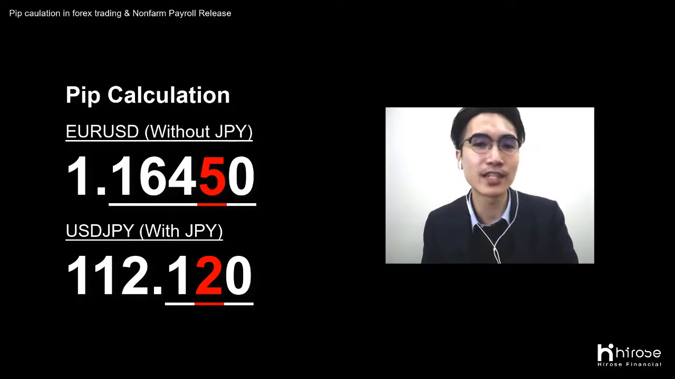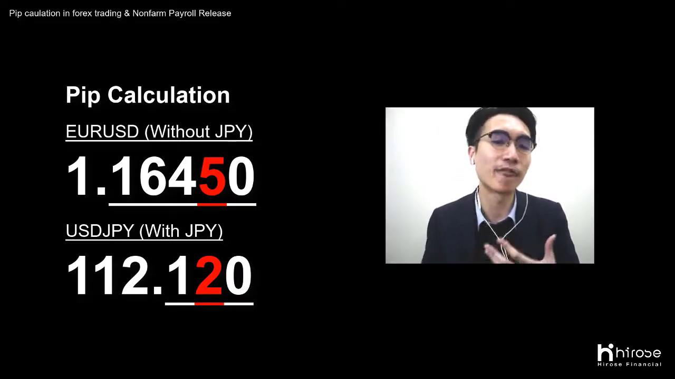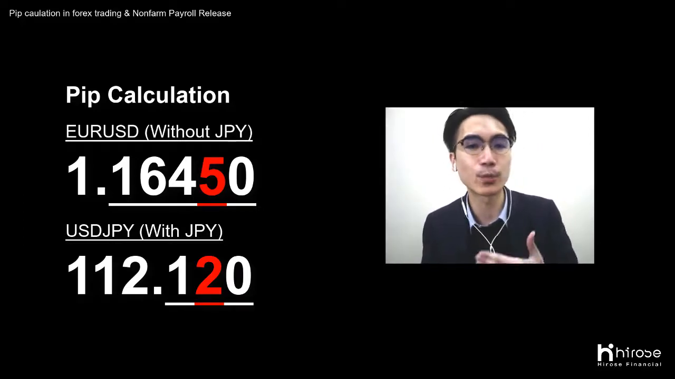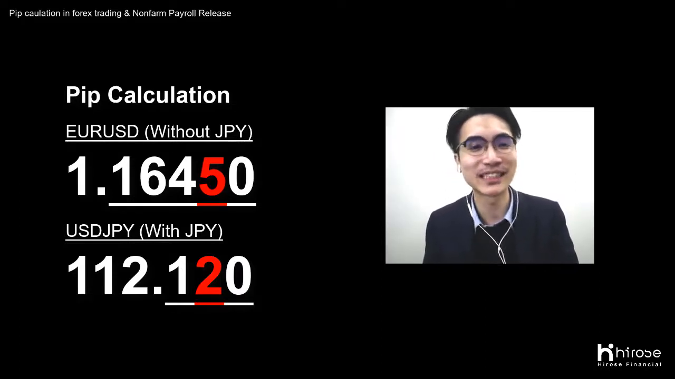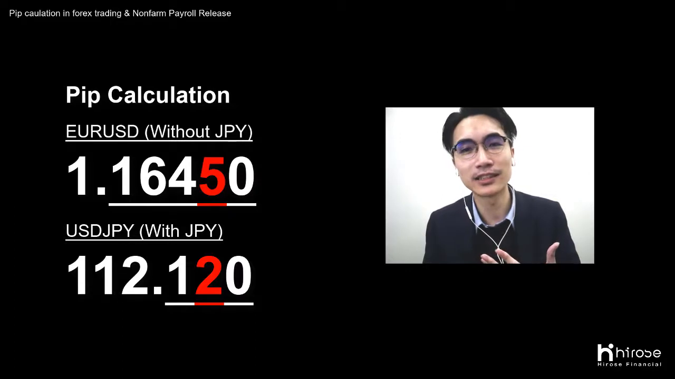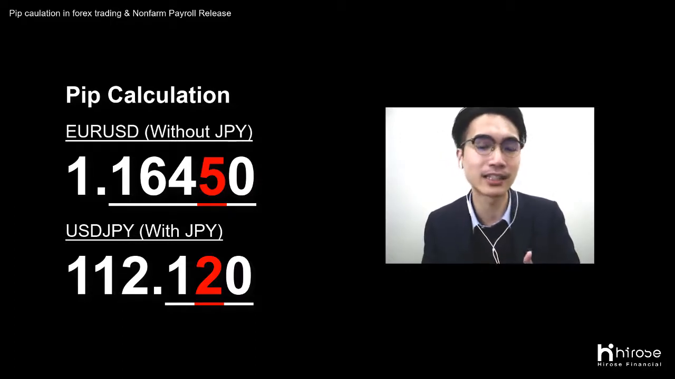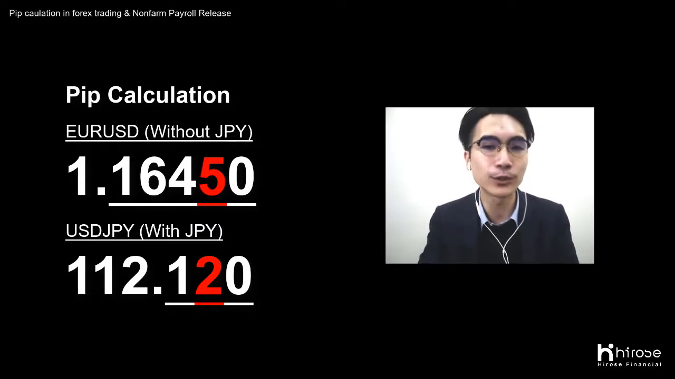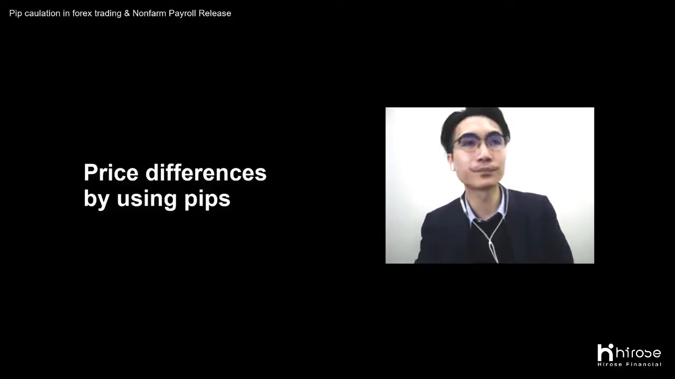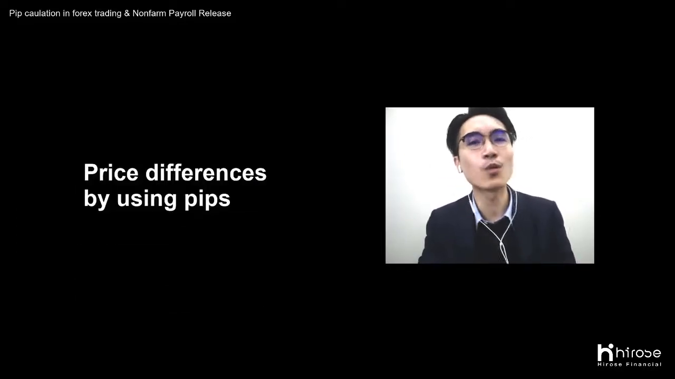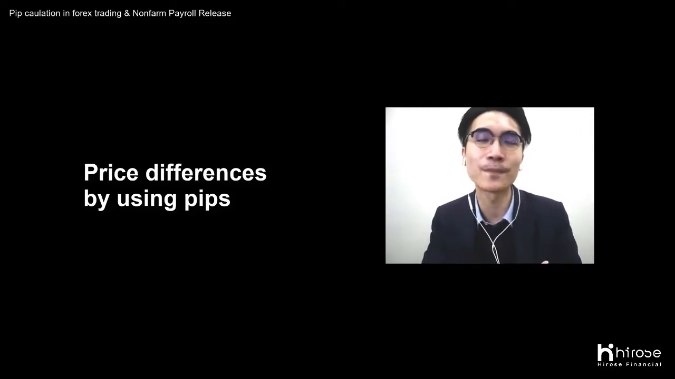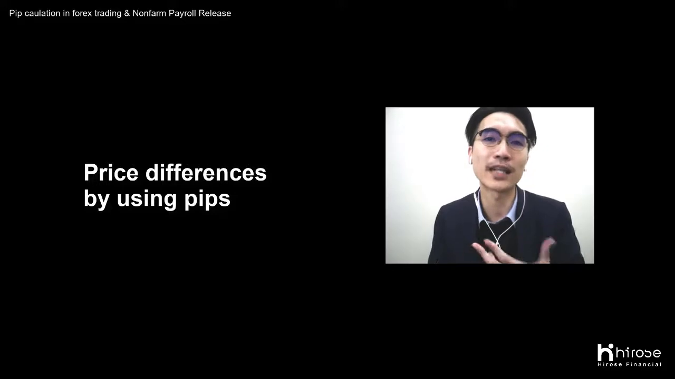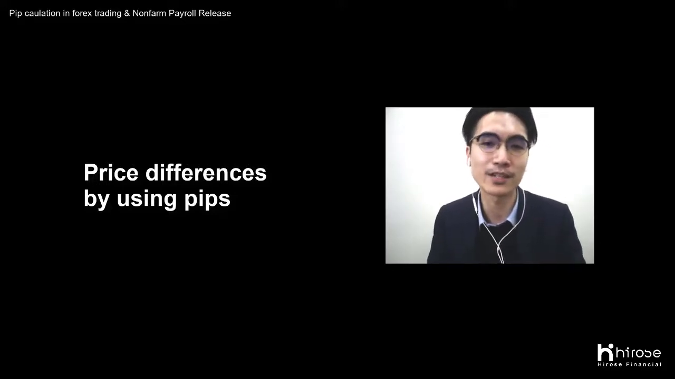So the 5 here is 1 pip. And then for the ones with Japanese yen, for example US dollar and Japanese yen here, the first pip is calculated from the second last digit as well, which is the number 2 here. So well, now we know what a pip is. Next we'll take a look at how we calculate price difference by using pips.